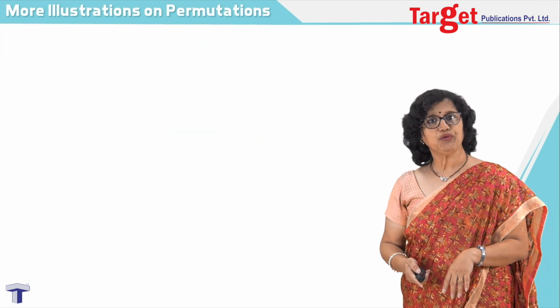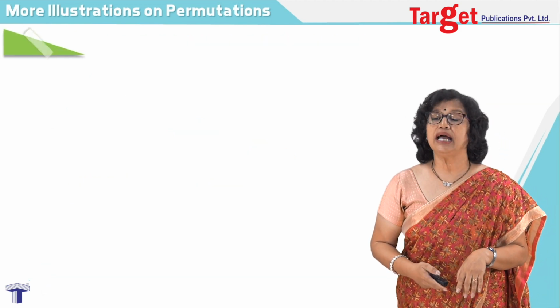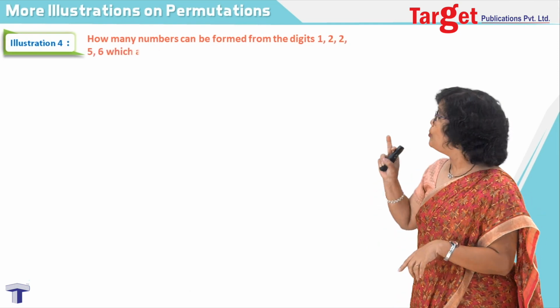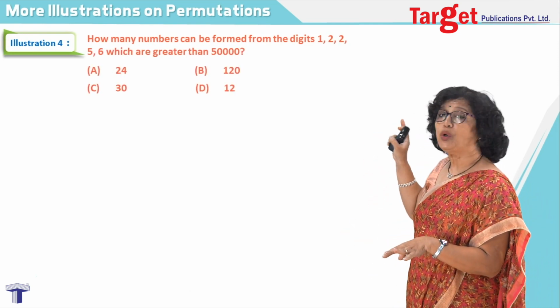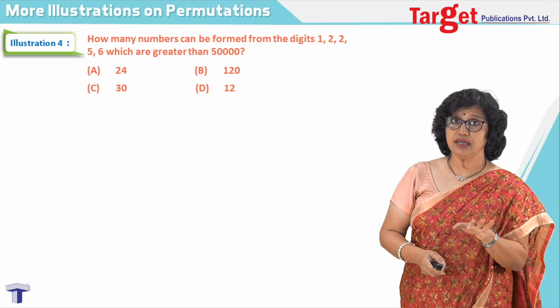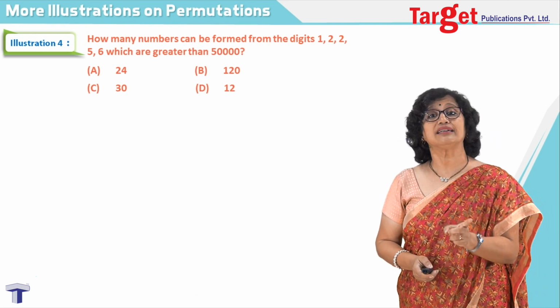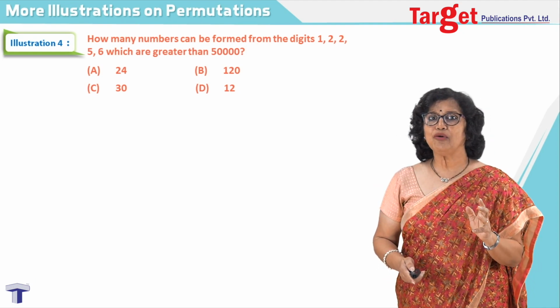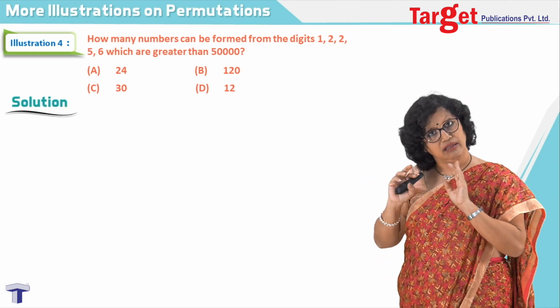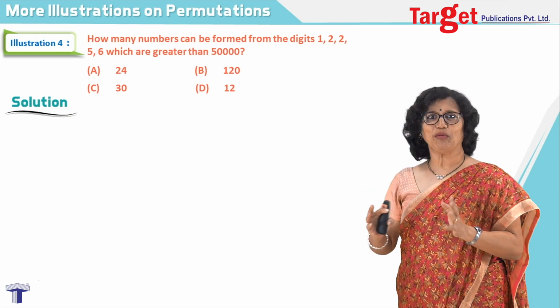Right? Let us move to the next one. Fourth one. And the fourth illustration is, how many numbers can be formed from the digits 1, 2, 2, 5 and 6, with the condition that they are greater than 50,000. And then 4 options are given. Mind you please, when a condition starts coming into the problem, then it starts giving problems also.